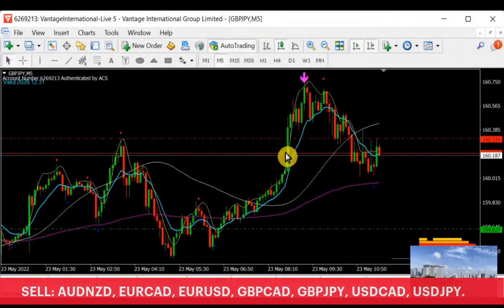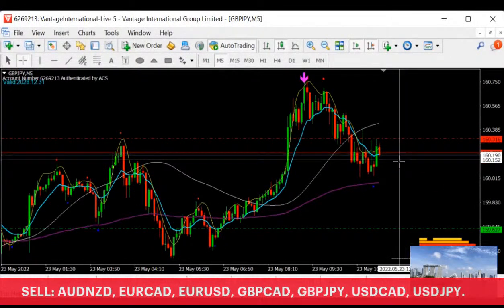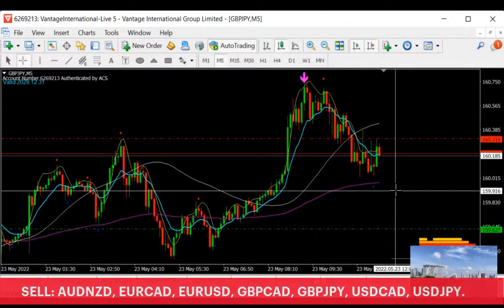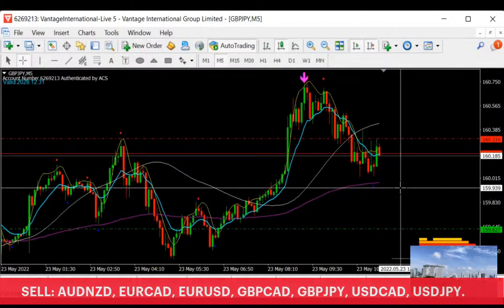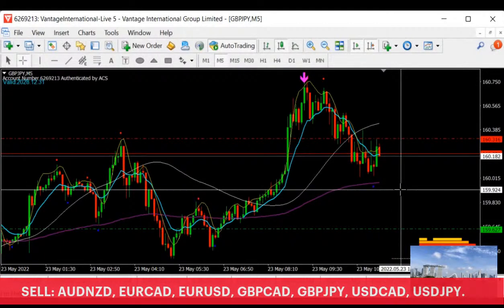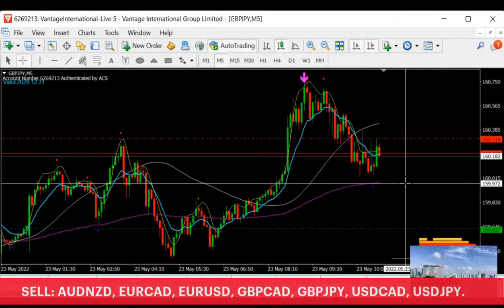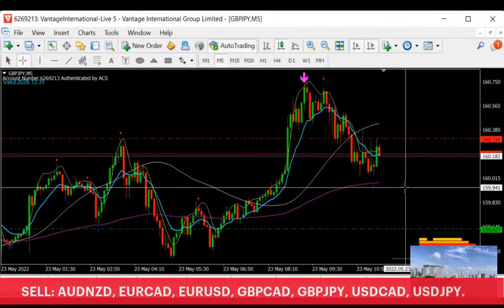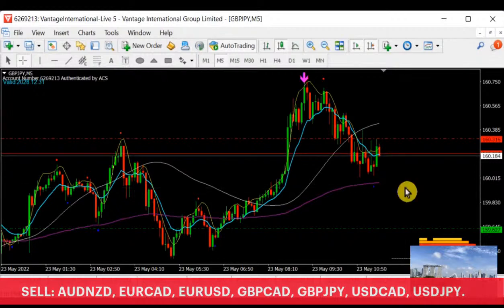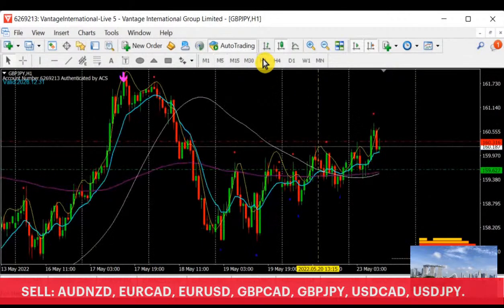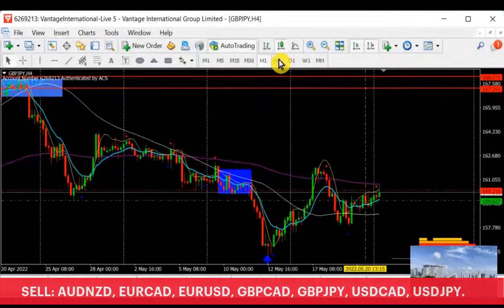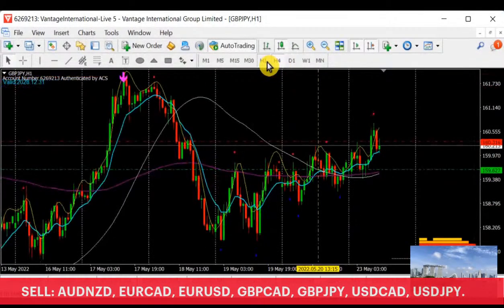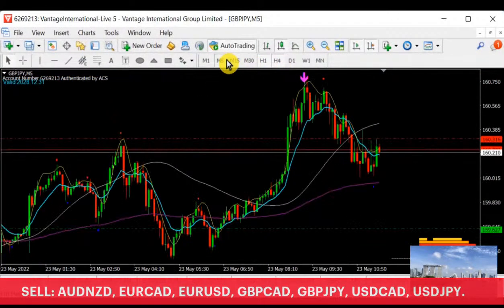Struggling there already now. Please take note of the price here, around here. I would say about 159.941. It's about here. And this here, not yet. Still struggling there.